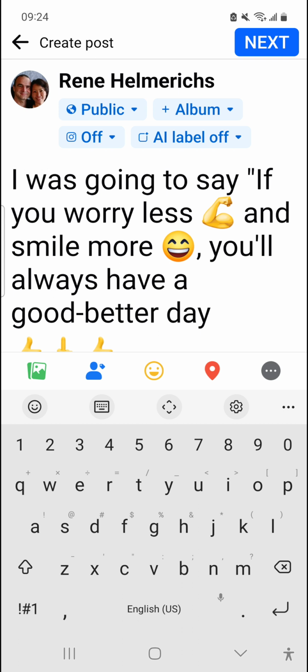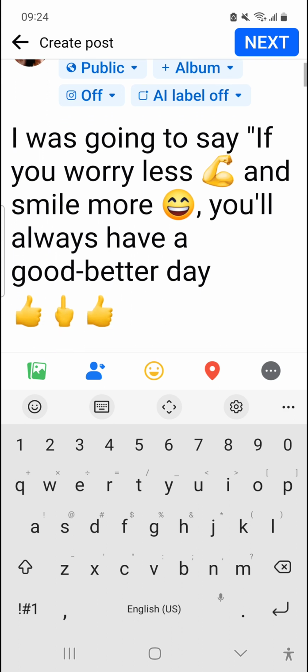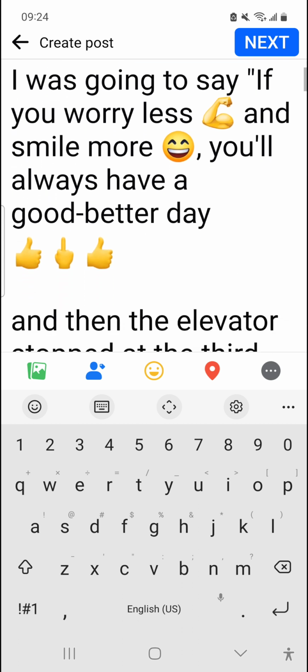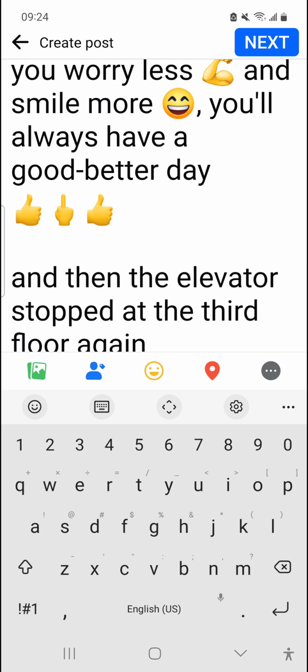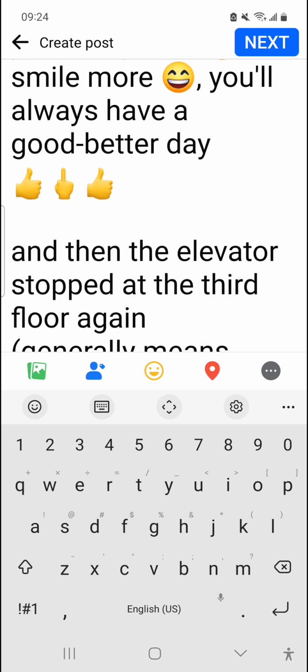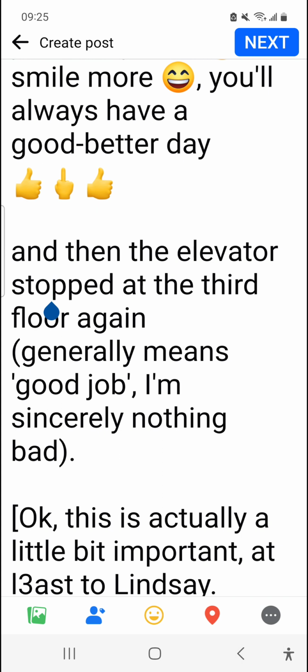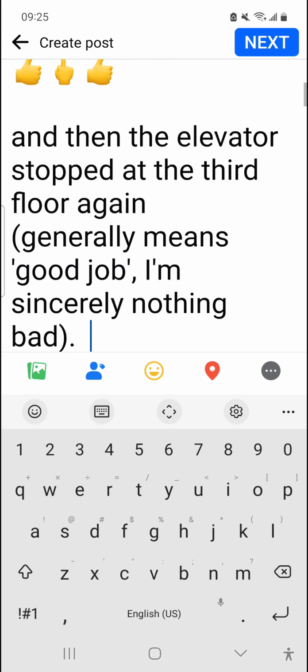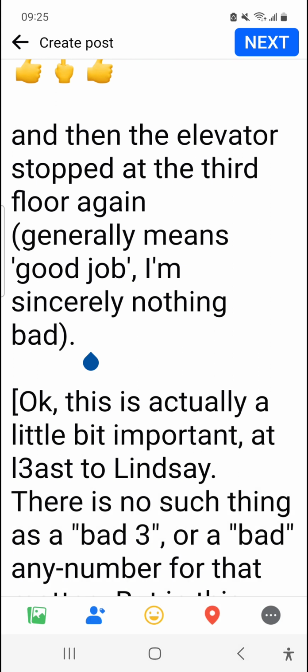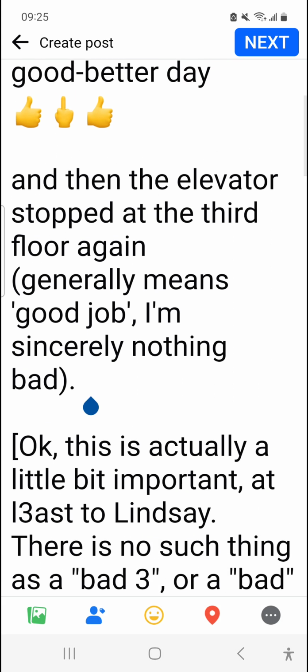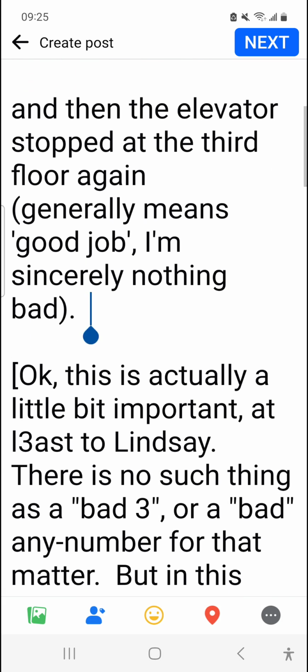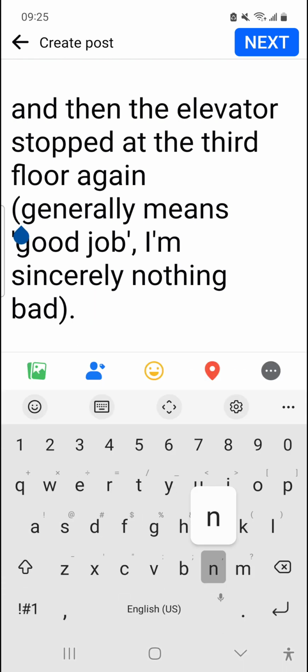So I was going to say, if you worry less and smile more, you'll always have a better day. And I put the middle finger in there, but that's just a visual stamp. And that's also the 3 part there. And then the elevator stopped. And this is a real true story, guys. And then the elevator stopped at the 3rd floor. Oh, Jesus. Again, generally means good job. Sincerely, nothing bad.